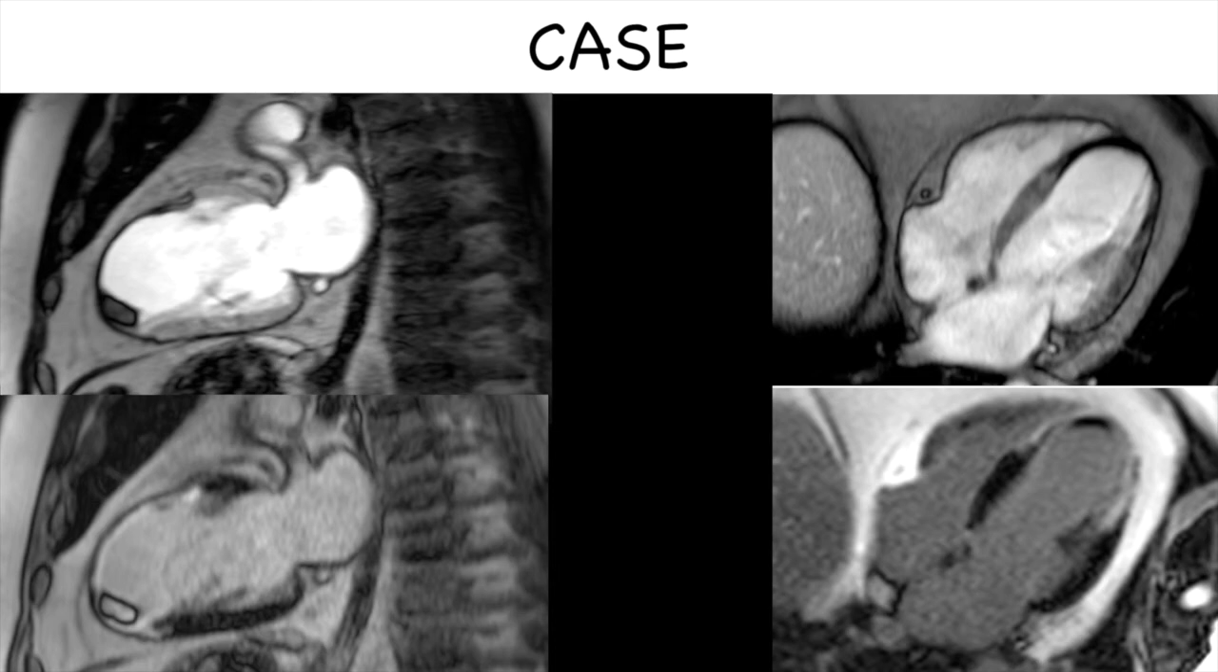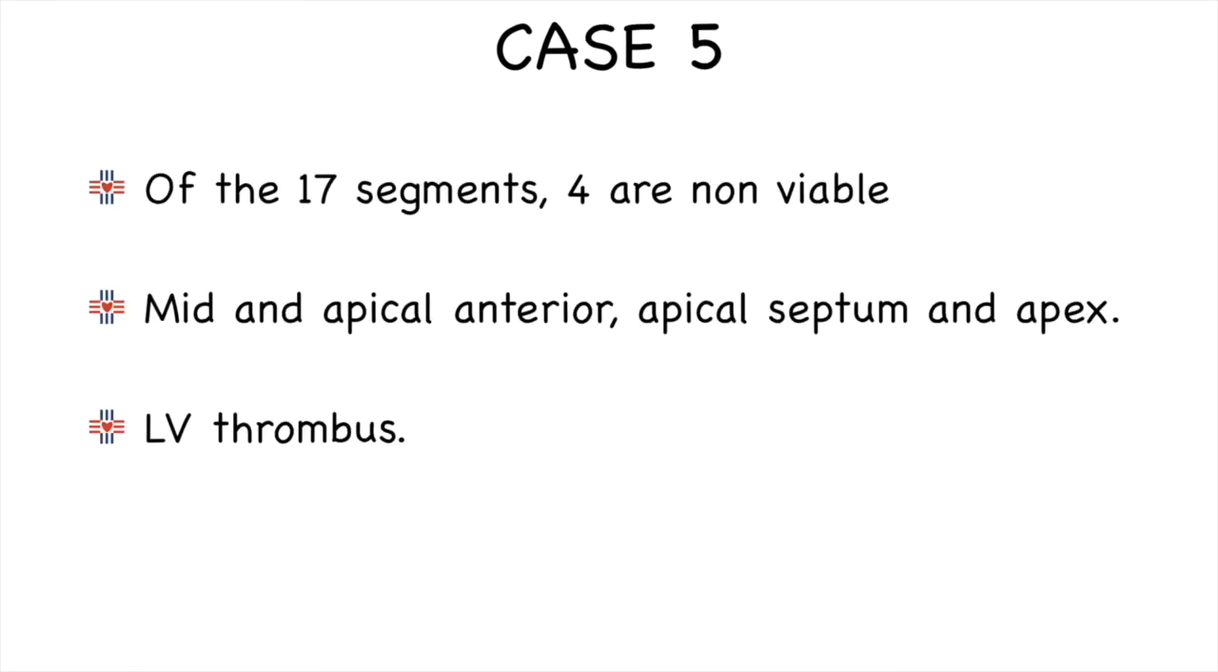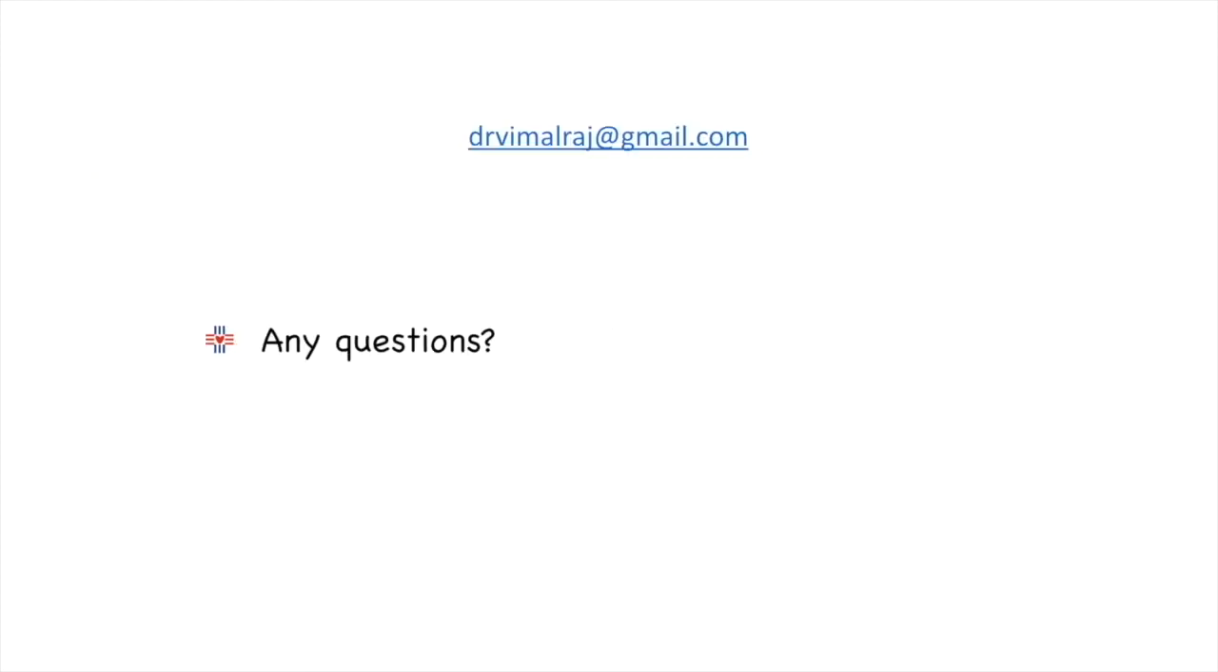Further images of the same patient on delayed enhancement, you can see here in the four-chamber view the LV apical thrombus that we can see. Also, when we do early gadolinium enhancement images in some specific patients, you can see this area of myocardium which is not enhancing, and there is a thrombus in the LV apex. So in conclusion, we would say of the 17 segments, 4 are non-viable: the mid and apical anterior segment, the apical septum, and the apex, and there is an LV thrombus in this patient.